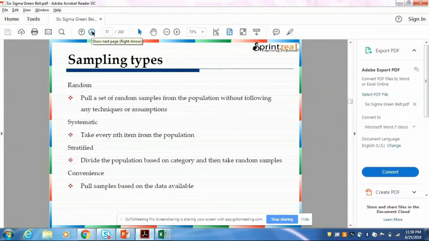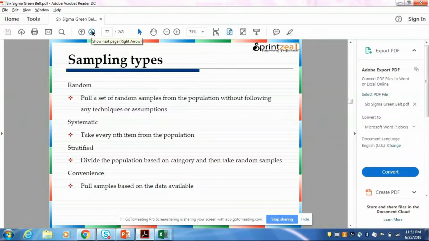Now, there are various sampling types, and what we are covering is random sampling. What is random? You randomly pick the samples from the population following any technique, any assumption. Then you take a systematic sample. What is a systematic sample? Let's say I have a 1000 data set and I want only 100 data points out of it. So I pick every 10th data point. I've taken every nth item from the population, so it is systematic sampling.